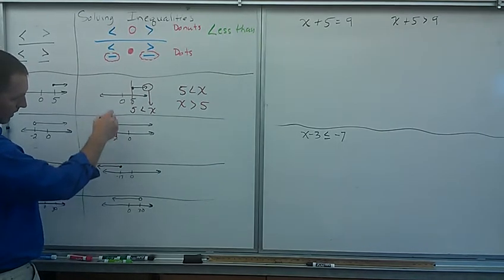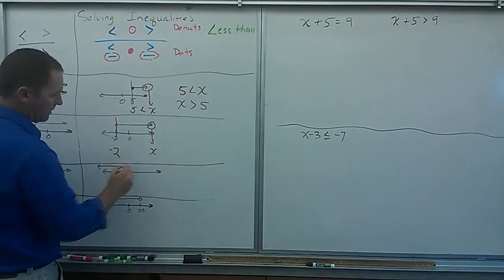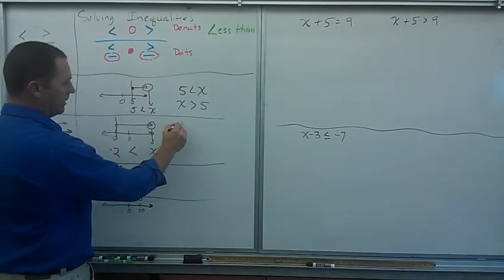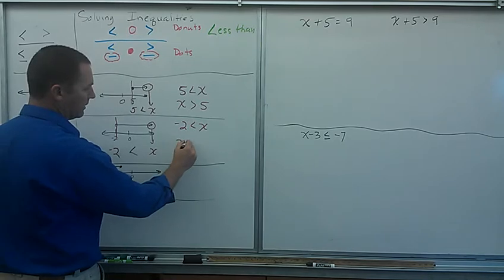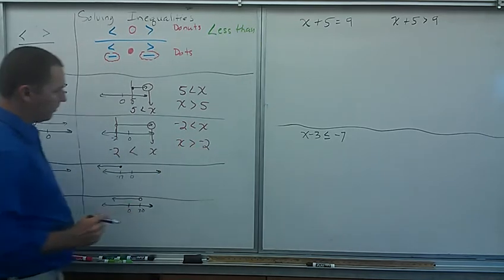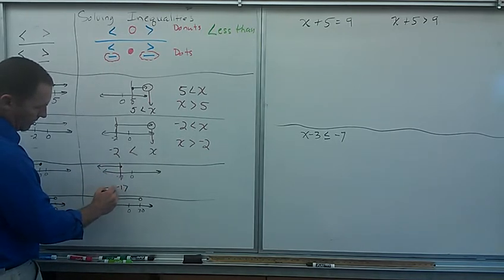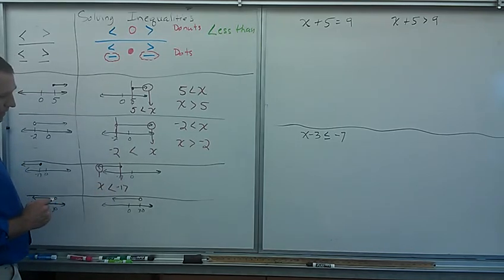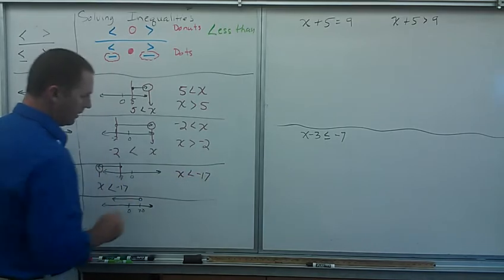Okay, here we go. I'm going to put underneath my dividing point my -2. Underneath my arrow, I'm going to put X. And if I do those two things, I always use the less than symbol. So my answer is -2 is less than X. If you want to write it so X is first, it would be X is greater than -2. The next one, underneath my dividing point, I write -17. Under my arrow, I write X. If I do those two things, it doesn't matter where my X is, I always use the less than symbol. So for that problem, X is less than -17.